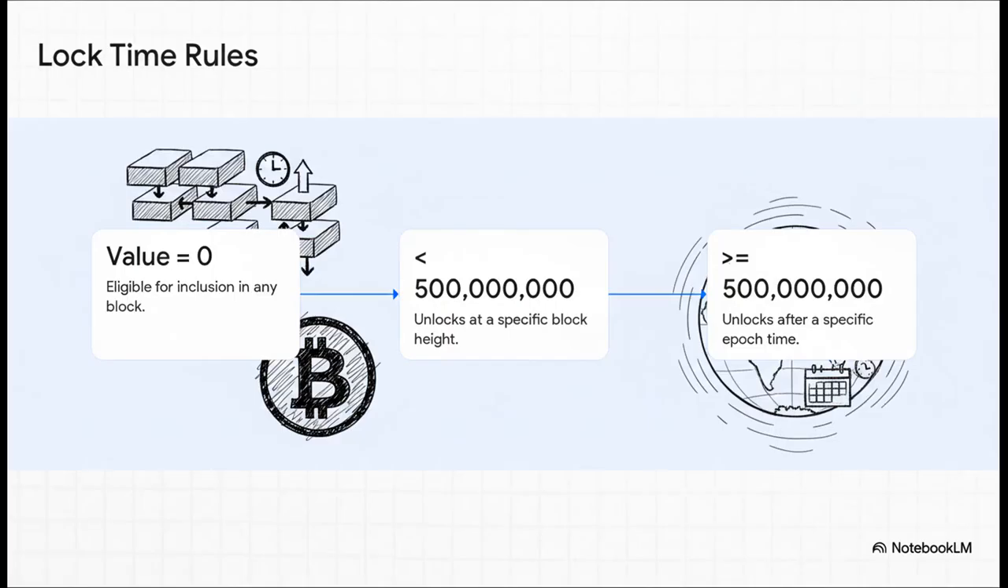So, how does it work? Well, the network uses a really straightforward system. If the value is 0, that means go ahead, process it immediately. If it's a number under 500 million, the network reads that as a block number and just waits for that block to be mined. And if it's a number over 500 million, well, that's interpreted as a specific future date and time, a Unix timestamp, and it won't unlock until that very moment has passed.